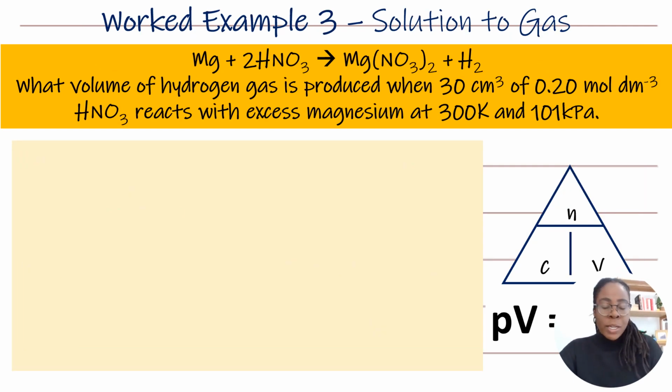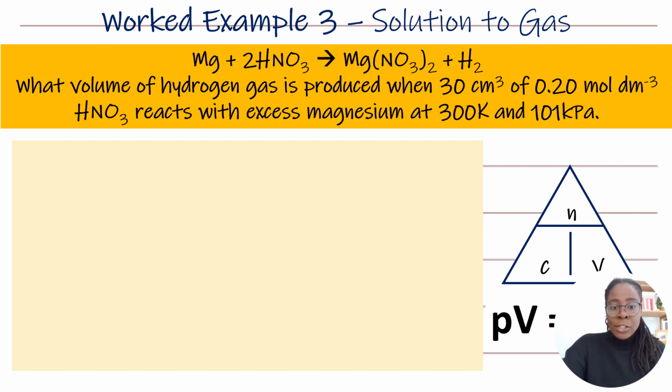So now our last worked example, making sure that we're really confident using all of the different moles calculations. What volume of hydrogen gas is produced when 30 centimeters cubed of 0.20 moles per dm cubed nitric acid reacts with excess magnesium at 300 Kelvin and 101 kilopascals?